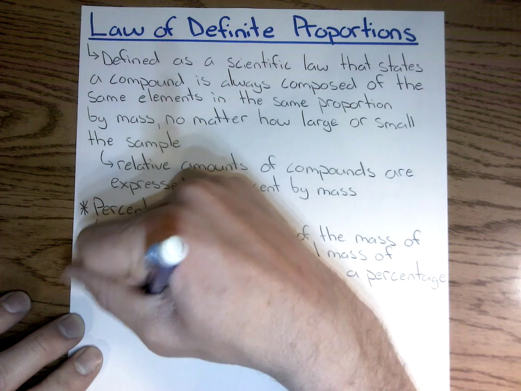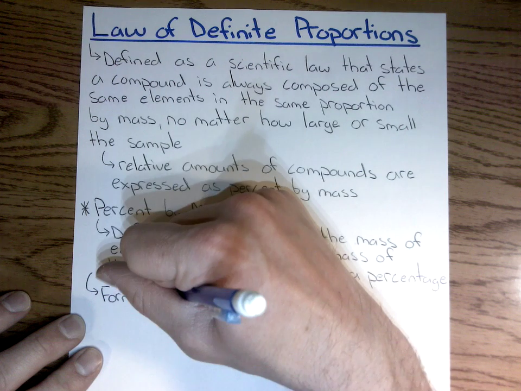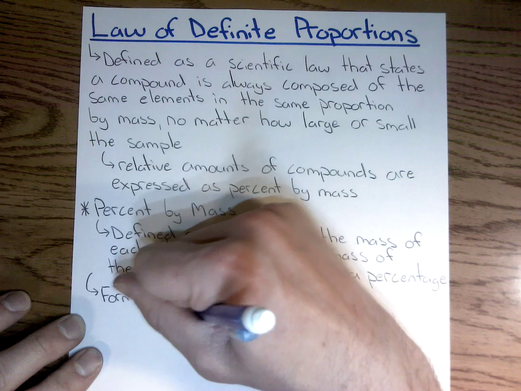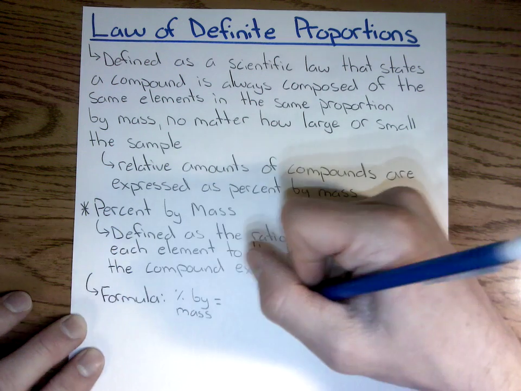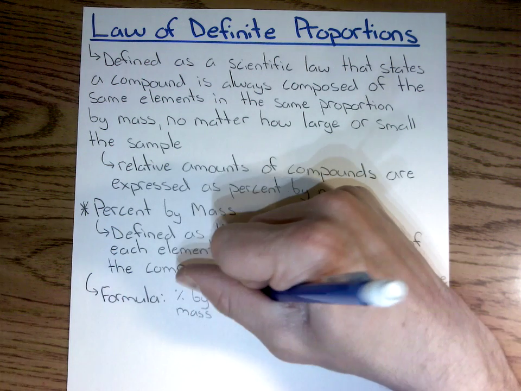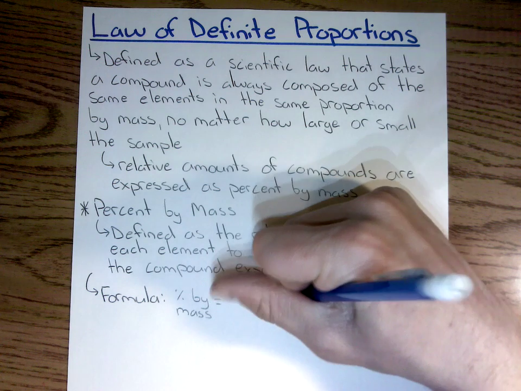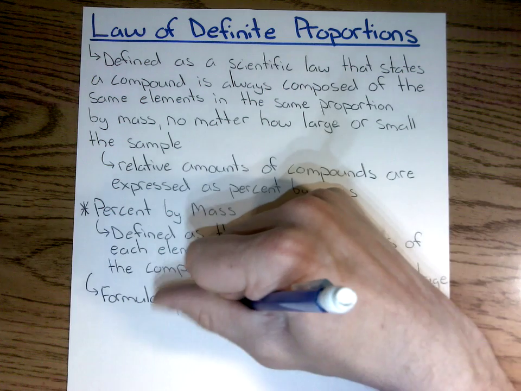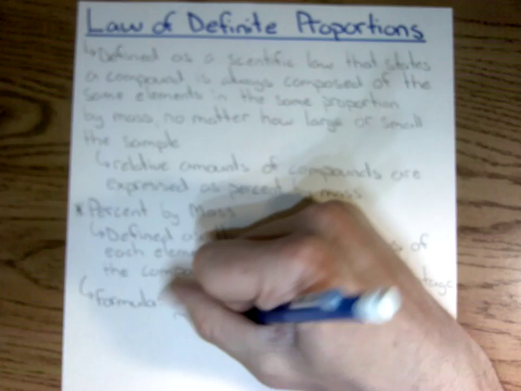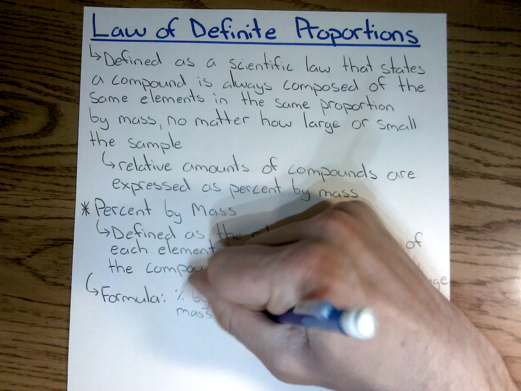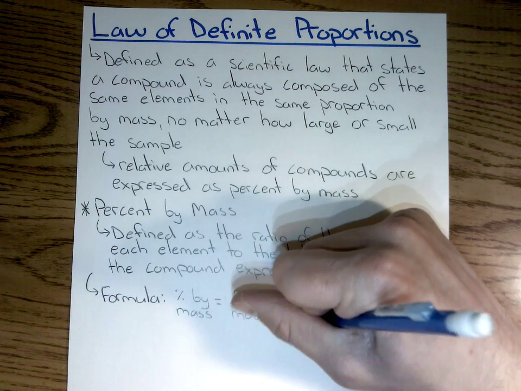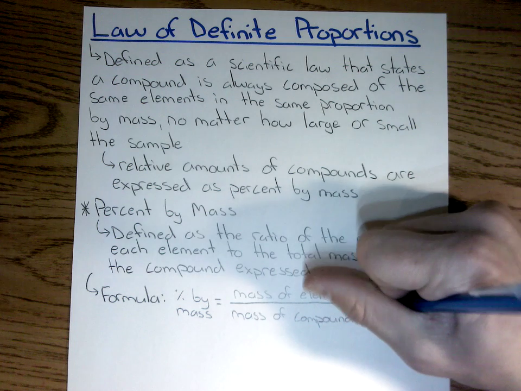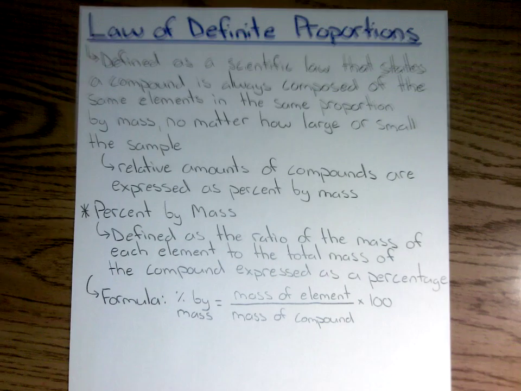And so the formula for percent by mass, I'm going to use the symbol percent by mass, is equal to the mass of the element that we are looking at divided by the total mass of the compound we have present. And then we multiply that by 100 to get it into percent.